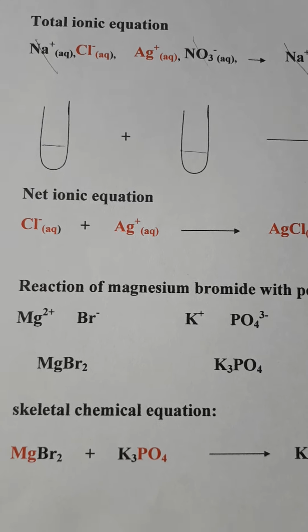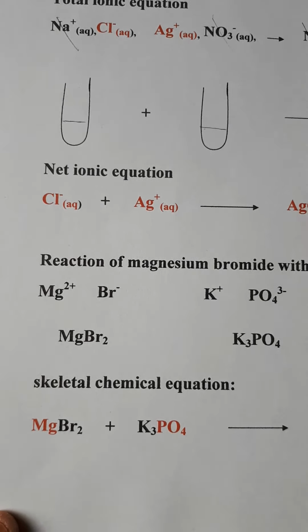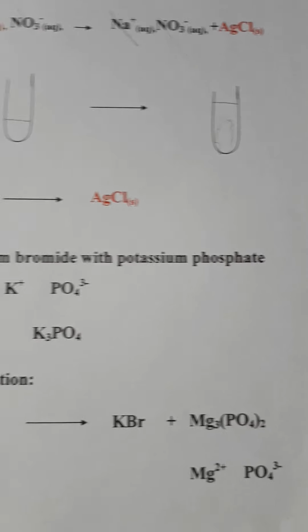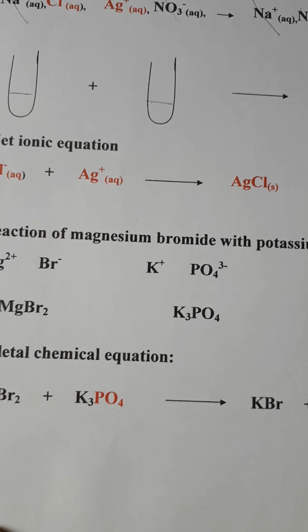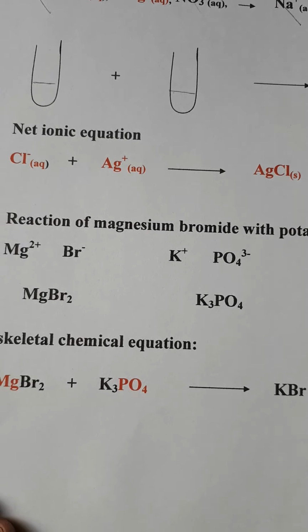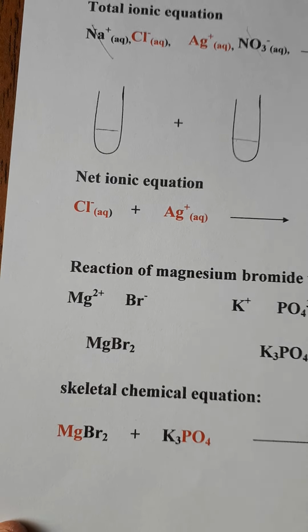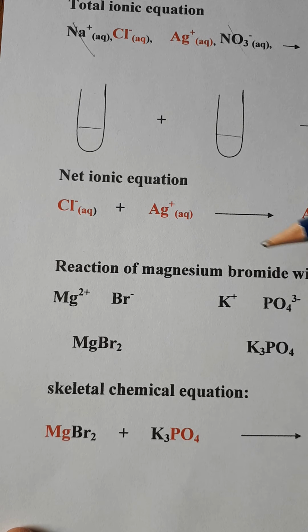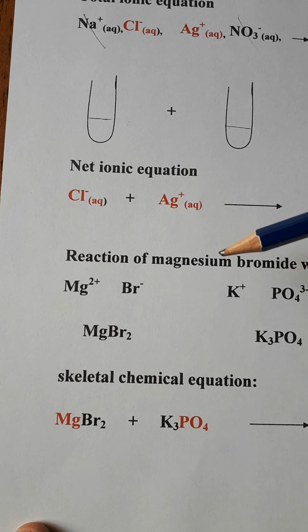Let's take another example. Reaction of magnesium bromide with potassium phosphate. If they ask what is the word equation, total chemical equation, net ionic equation, total balanced chemical equation, this is how we start the procedure. Our two compounds are magnesium bromide and potassium phosphate.